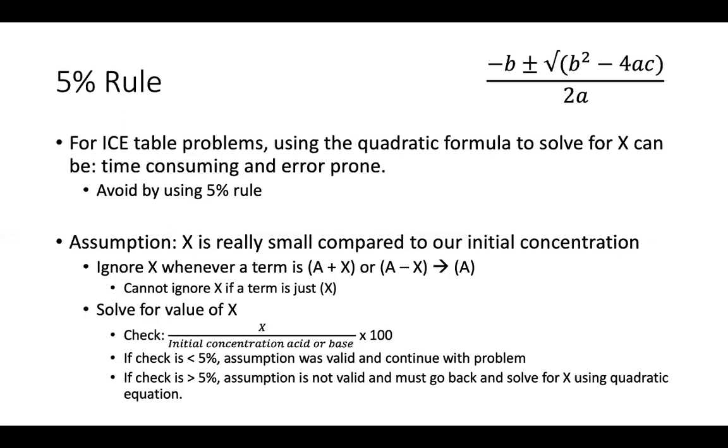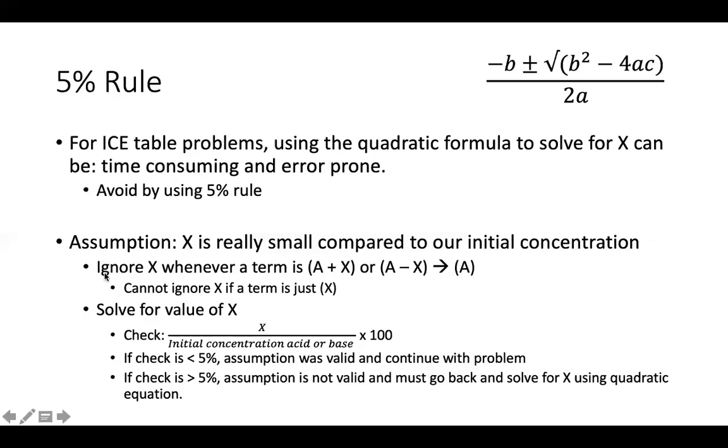Okay, and so you have to make an assumption when using the 5% rule. And this assumption is that X is really small compared to our initial concentration of acid or base. Okay, and so if X is really small compared to that initial concentration, then it won't really affect the initial concentration, right? And so if we ignore it, it's not really a big deal. Okay, that's kind of the assumption we're making, that if we ignore X, it's not really going to affect our answer because it's so small compared to our initial amount.